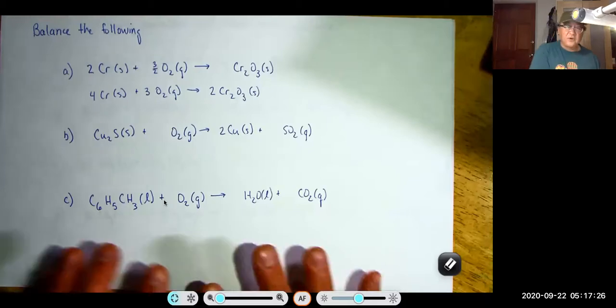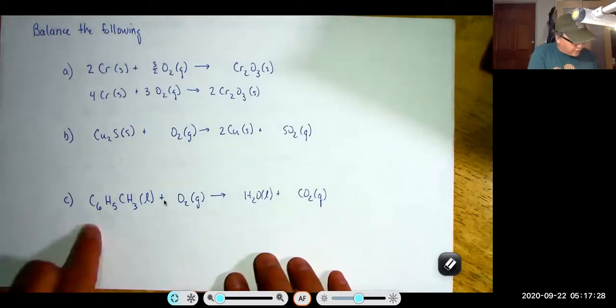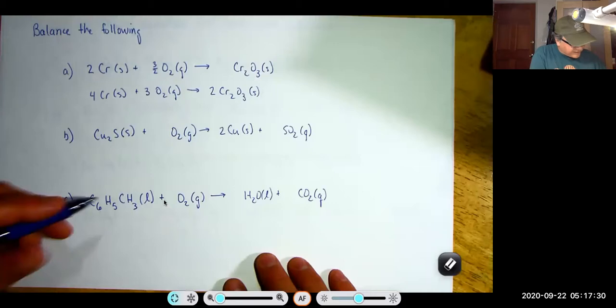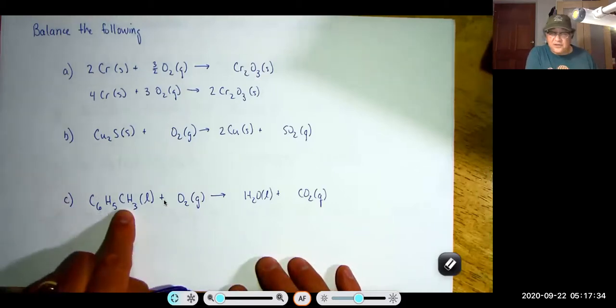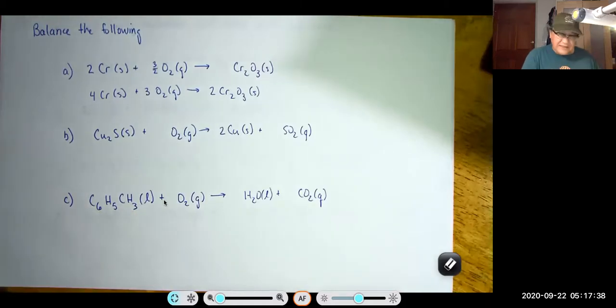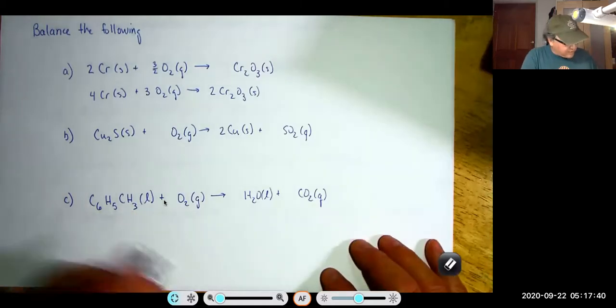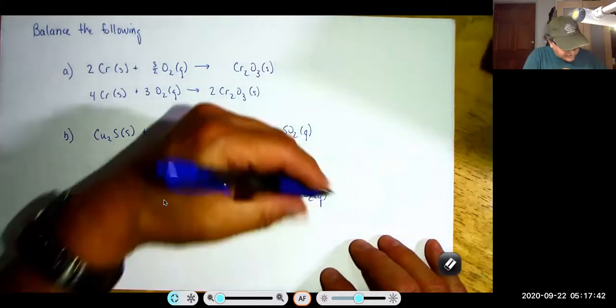This one is a little more complicated because if you take a look at this formula here, there are actually 7 carbons, 6 here and 1 here for 7 total. So we have to be aware of that. We have to look at the detail. So I have 7 carbons here, so I'm going to put 7 over here.